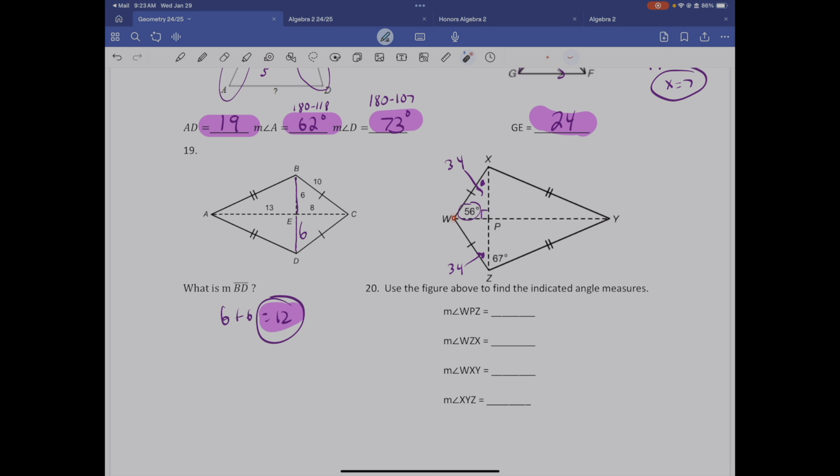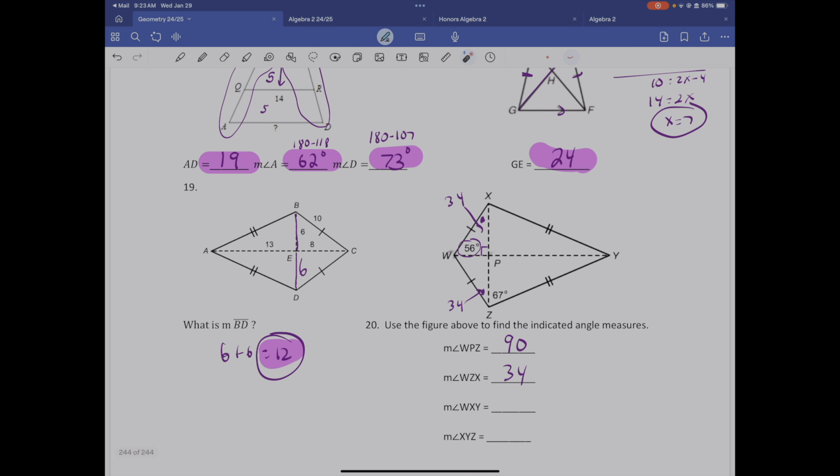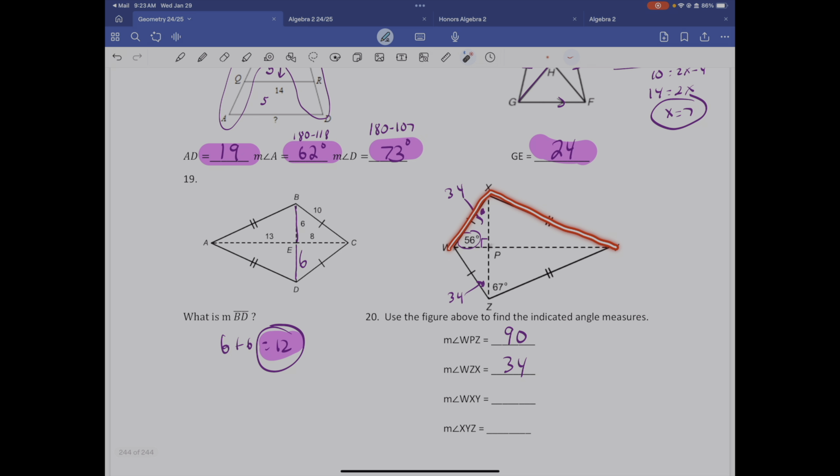So the first one is WPZ. In a kite, that has to be 90. The next one is WZX. So WZX, we just said that was 34. The next one is WXY. Well, we know that one's 34, and that one has to be 67 because it's going to be the same as that one. So 34 plus 67 is 101.